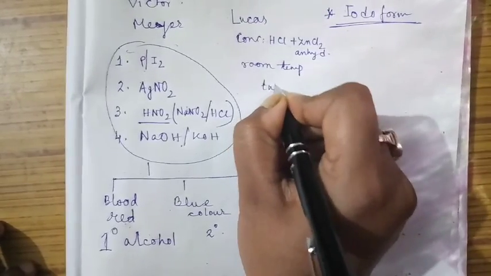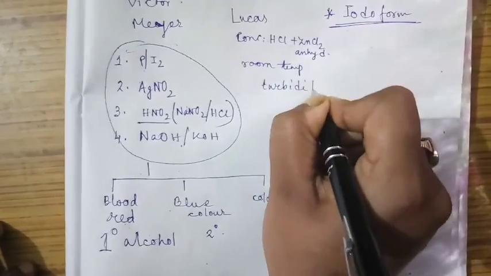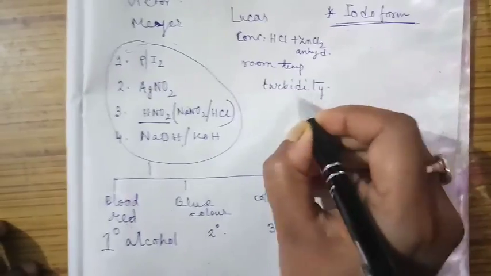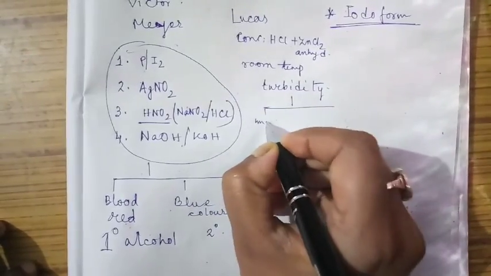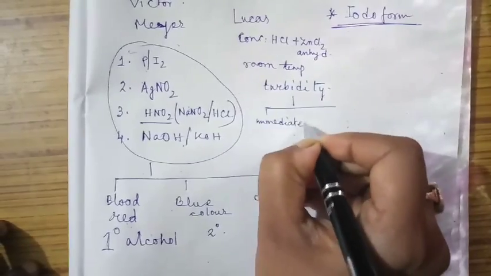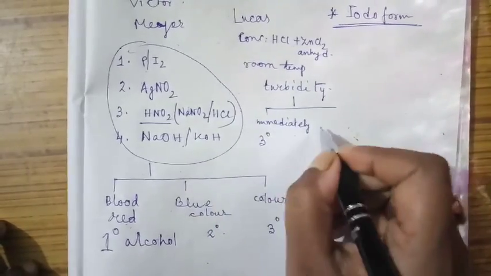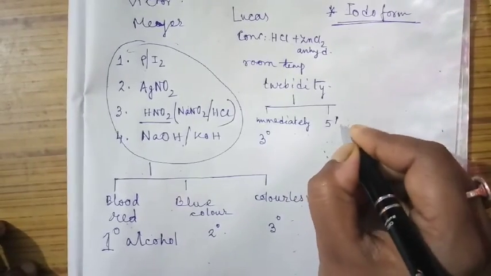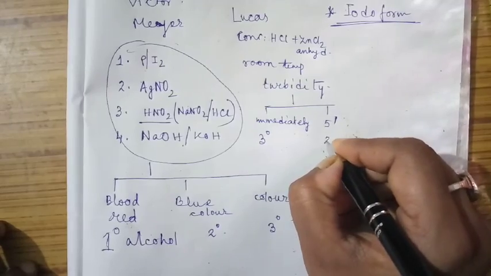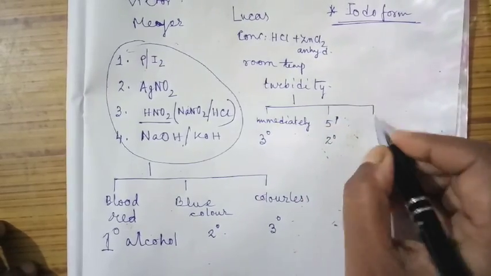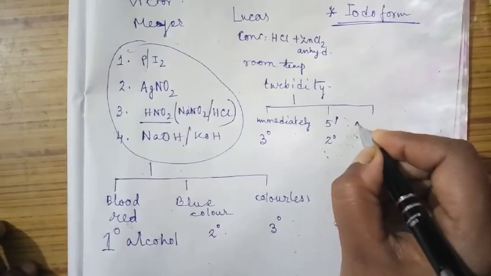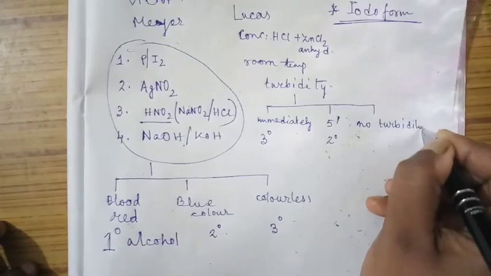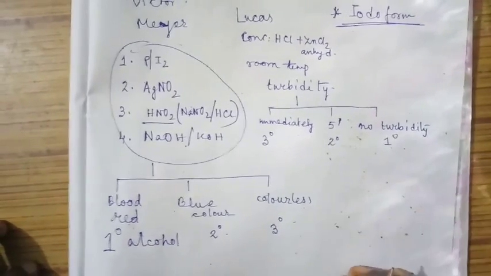If turbidity appears immediately, then it is tertiary alcohol. If after 5 minutes, then it is second degree alcohol. If turbidity does not appear at room temperature, then it is primary alcohol. Am I clear?